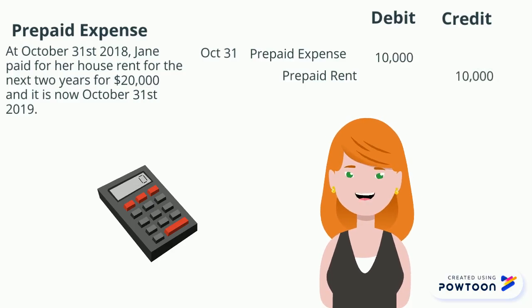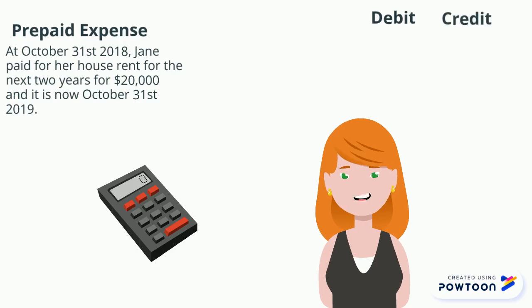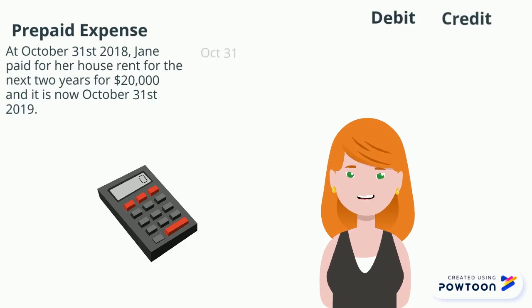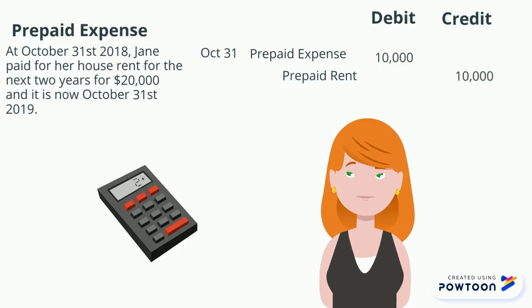So for the date, she will record October 31st, 2019. In this case, rent expense will be debited and prepaid rent will be credited, as we've already used 1 year's worth of rent and 1 year is still pending. We will record $10,000, as that's what has been spent in the 1 year of the 2 years she paid $20,000 for.